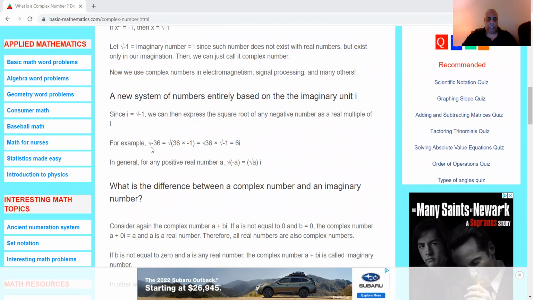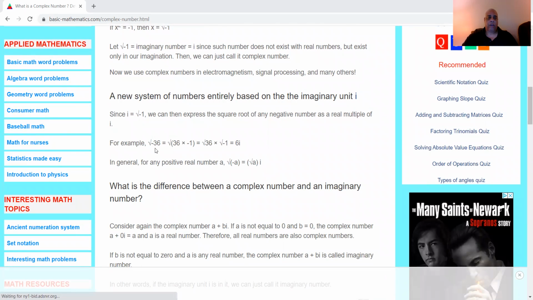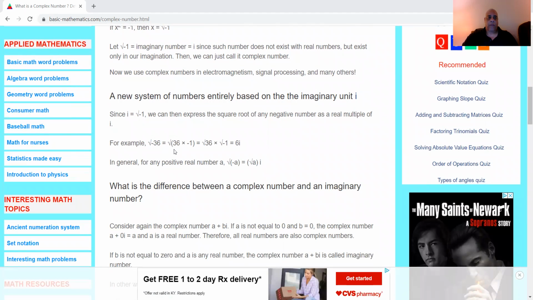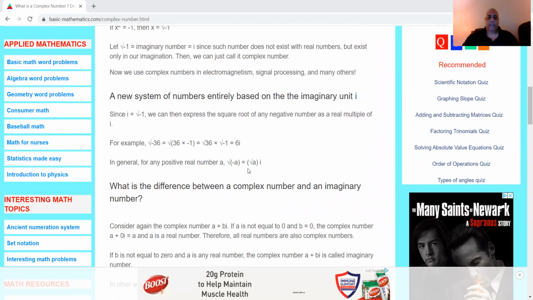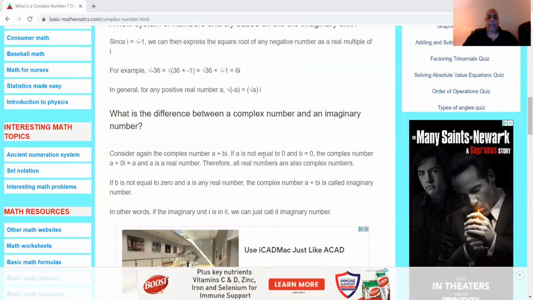For example, the square root of negative 36. What does that equal? The square root of 36 times negative 1. Now, normally when we take the square root of 36, we get 6. So when we take the square root of negative 36, we are going to write it in terms of 6i. Why? Because i equals the square root of negative 1. So in general, for any positive real number a, the square root of negative a equals the square root of a times i.